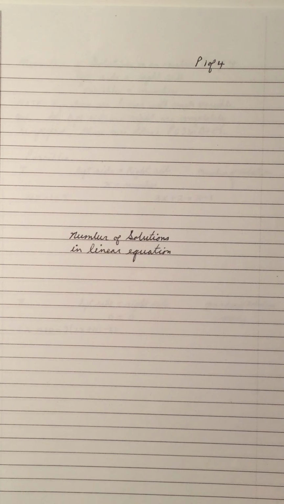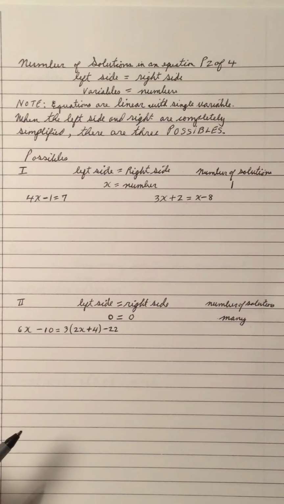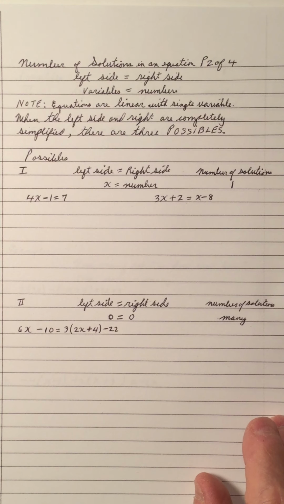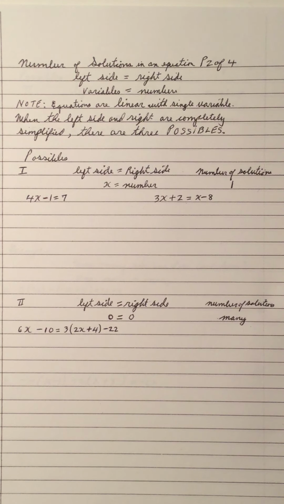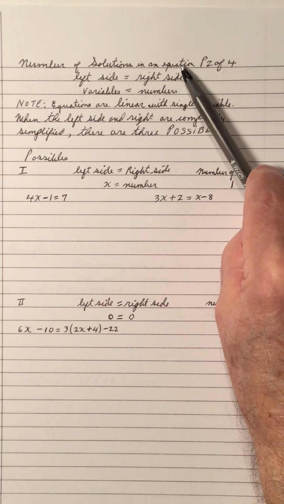Hi, welcome to my video on finding the number of solutions in a linear equation. A linear equation could have one solution, it could have no solutions, or it could have many solutions. So let's explain the number of solutions in an equation, okay?